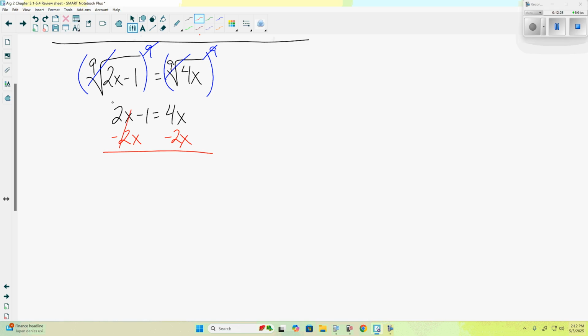But the reason I'm going to subtract 2x is if we do that, we get negative 1 equals 2x. And having the x value positive is nice, but subtracting 2x, we now have the numbers on one side, x on the other. It takes one step out. And the last thing we have to do is divide by 2, telling us x is negative 1/2.